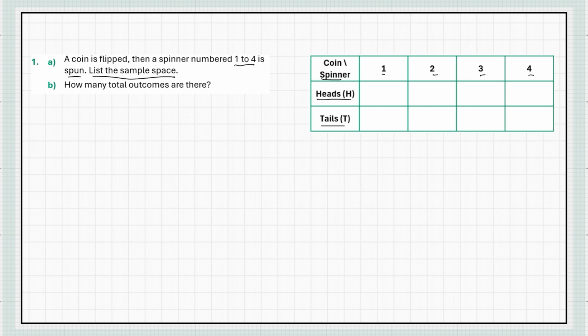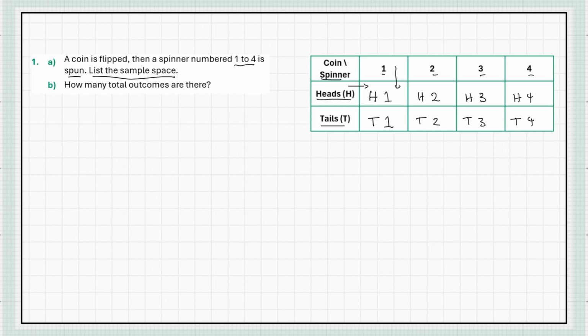Okay? Now when we are filling out that sample space, all we're doing is noting what could happen. So we could get a heads and a 1. We could also get a tails and a 1. A heads and a 2, a heads and a 3, a heads and a 4. Tails 2, tails 3, and tails 4. So all you're really doing is listing the intersection between these columns and rows. And when you do this and fill out all of these options, then you have the entire sample space.